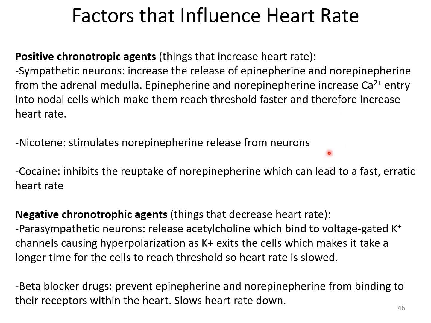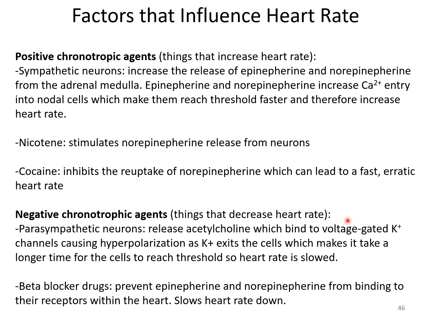Nicotine stimulates norepinephrine release from neurons, so it's going to work the same way. It's just another source of stimulation for norepinephrine release. And then cocaine inhibits the reuptake of norepinephrine, which can lead to fast erratic heart rate. So norepinephrine is one of those that it's going to come out, it's going to do its job, and it's going to go away pretty quickly. Cocaine prevents it from going away pretty quickly, so it's going to stick around, and that can mess with your heart rate and rhythm.